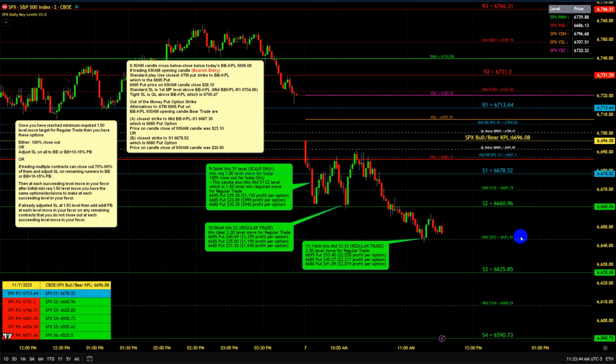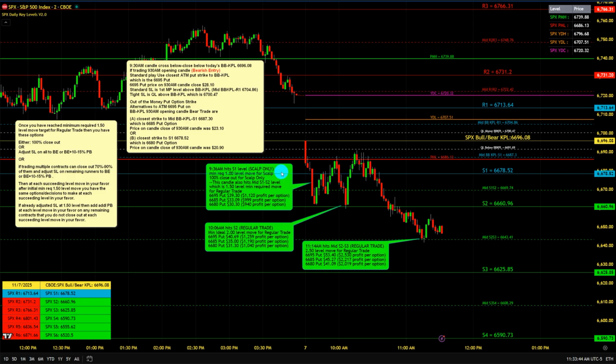Now, what about profit targets? Profit targets and adjustments depend on what type of trade that you're doing using this core daily key level strategy. There are two different types of trades that you can use with this daily key level strategy. One is a scalp only trade. The other is called a regular trade. A scalp only trade requires a one level move for an exit. So that is a one level move in your favor.